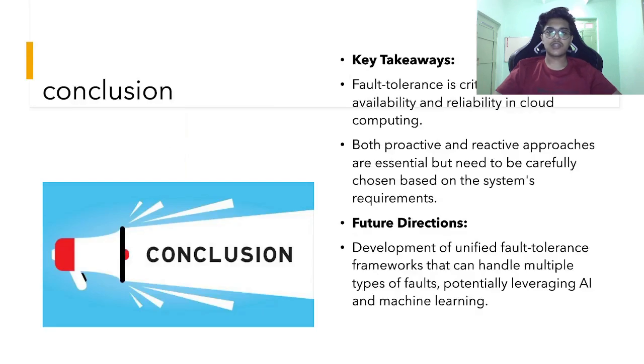So conclusion here is key takeaways, that is respectively as follows. Fault tolerance is critical to ensure high availability and reliability in cloud computing. Both proactive and reactive approaches are essential but need to be carefully chosen based on the system's requirements. Next one is the future directions, that is development of a unified fault tolerance framework that can actually handle multiple types of faults, potentially leveraging AI and machine learning.